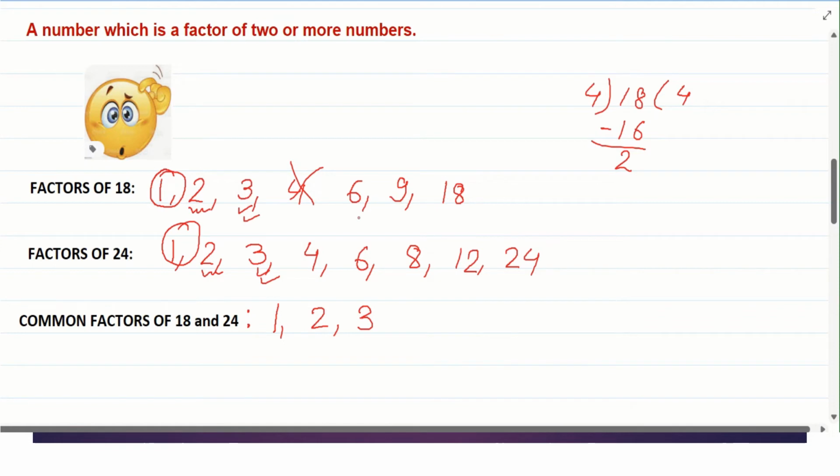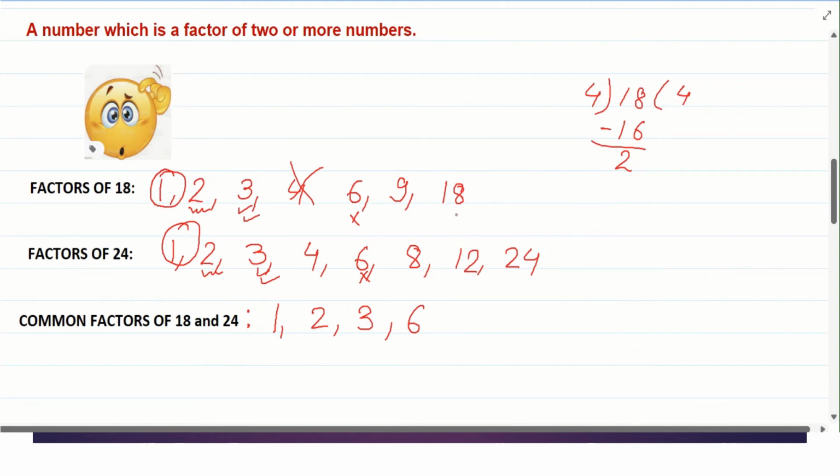But 6. Can we say 6 is a common factor? Of course, 6 is a factor of both 18 and 24. So 6 is also a common factor. Then 9. Is 9 a factor of both 18 and 24? No, 9 is only a factor of 18. 9 is not a factor of 24. So 9 is not a common factor.